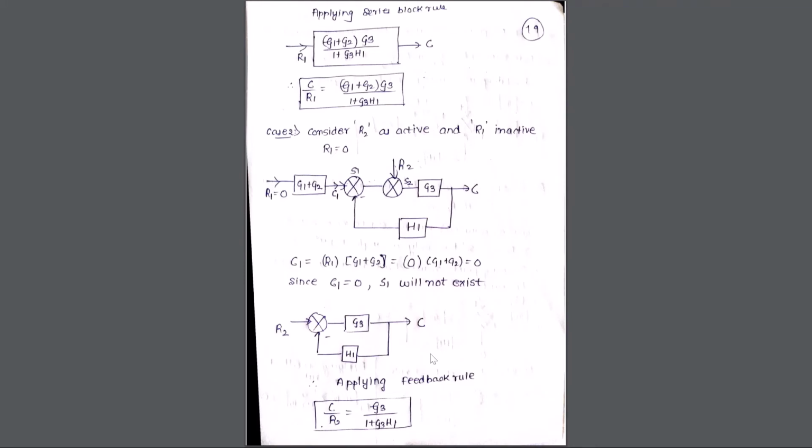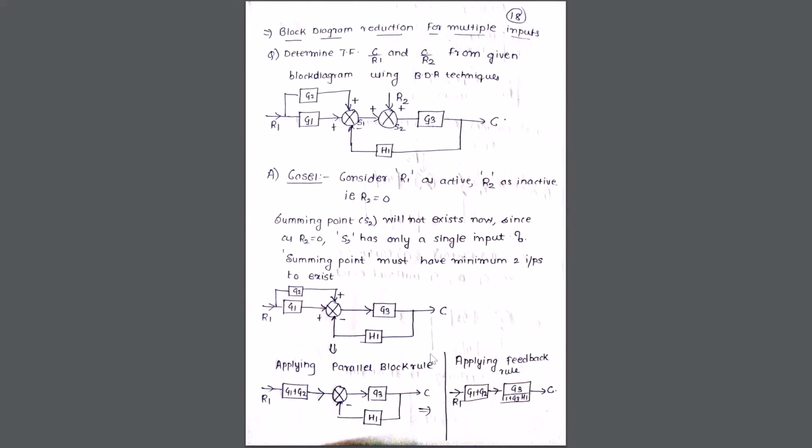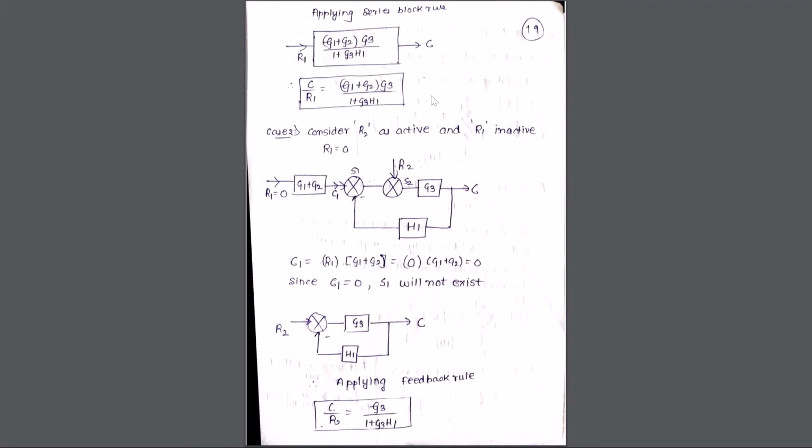That's it. So, I will just give you a recap. C upon R1, for that R2 has to be 0. If R2 is 0, my summing point remains with only one input. Remove the summing point because a summing point should have minimum two inputs. It gets reduced to this. Apply the parallel rule, G1 plus G2. Had it been minus over here, you would have used G2 minus G1. Then you have a feedback rule. Use this rule over here. Then you have this formula coming up. C upon R1 as this upon this.